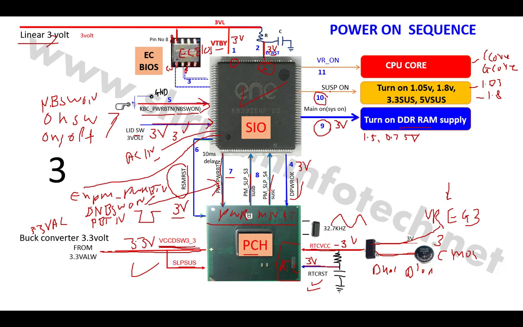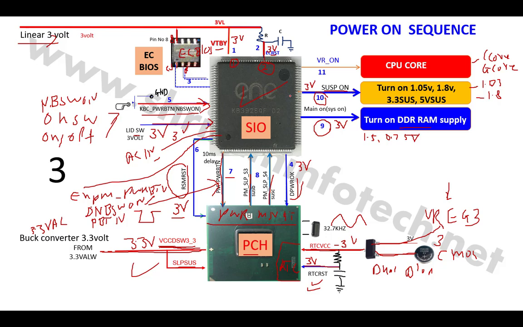step number 10, and this signal is known as SUSP. So the SIO will generate this, make it 3 volt, and turn on this SUSP signal, and the SUSP signal turns on 1.05 volt, 1.8 volt, and then 3.3 volt suspend, 5 volt suspend. All these voltages will be generated by this signal. Now all the voltages are ready, like 3.3, 1.5, 1.8, 1.05, 0.75, 5 volt, all voltages are there except the CPU core and the graphics core.